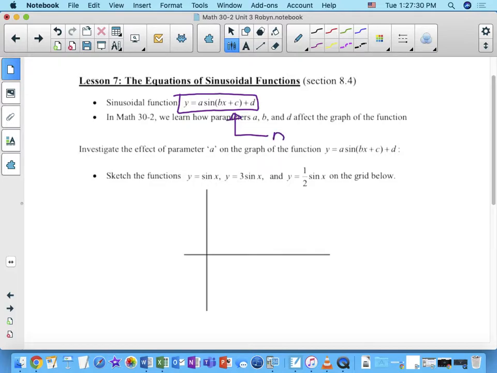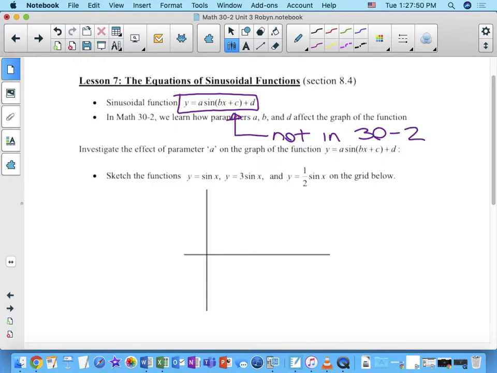Okay, not in 30-2. What I can tell you right now is that what that parameter actually does is move the graph horizontally from side to side. And what we've talked about in terms of the midline, the middle of the graph, that moves the graph up and down. So yes, we do need to know that.